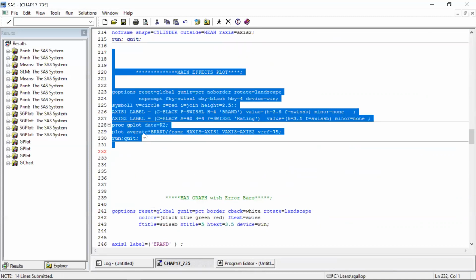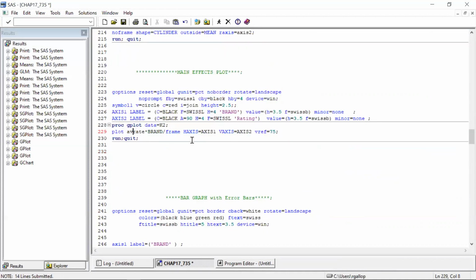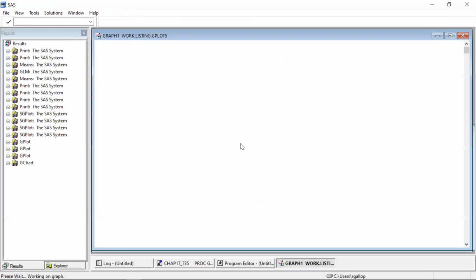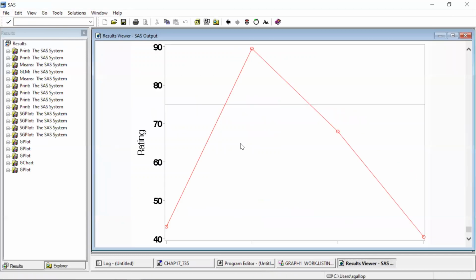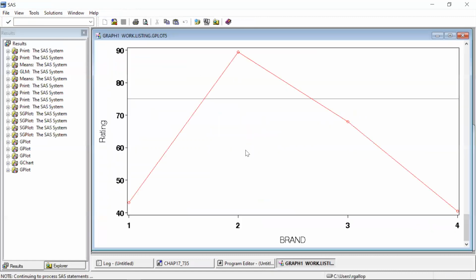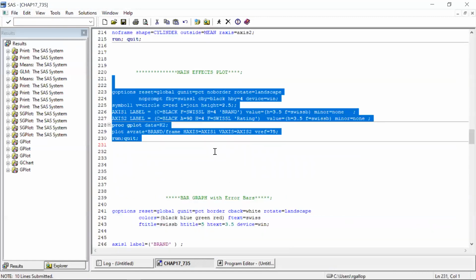Again, another mistake by me. The variable is AV rate, not AVG rate. So when I go here, and our shark fin again, this horizontal line is the grand mean. Isn't too bad.